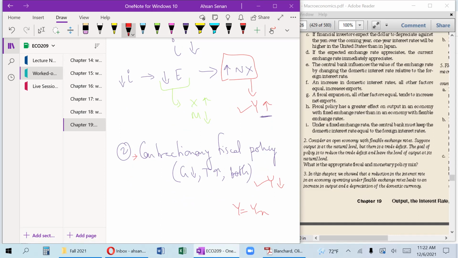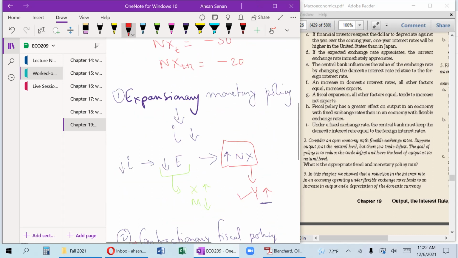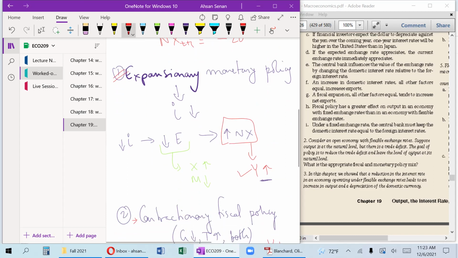Okay, so that's number two. What you guys should do is draw the diagrams. Effectively what we have done is implement an expansionary monetary policy, which lowers the interest rate and lowers the exchange rate. This is effectively the uncovered interest rate parity relationship that we have. And as a result, we see that the net export situation has improved. Draw the diagram for this.